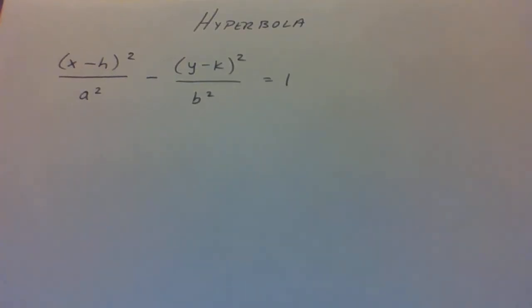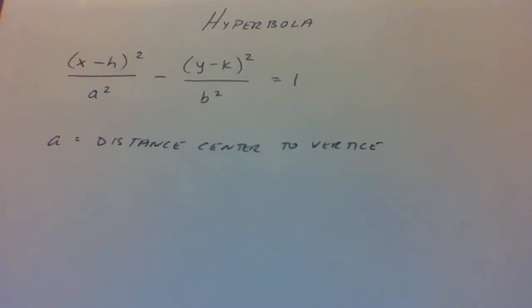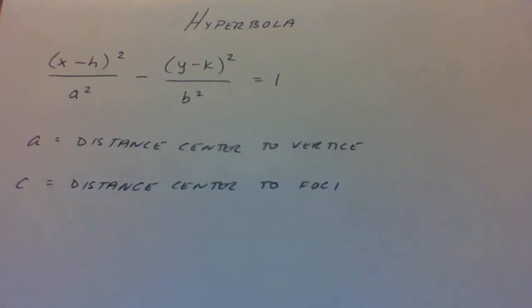Our general formula is (x minus h) squared over a squared, minus (y minus k) squared over b squared, equals 1. The letter a is still going to represent our distance from the center out to one of our vertices. The letter c is going to represent the distance from the center out to one of our foci. And keep in mind, your distance out to the foci is going to be farther away from your center than your vertices.